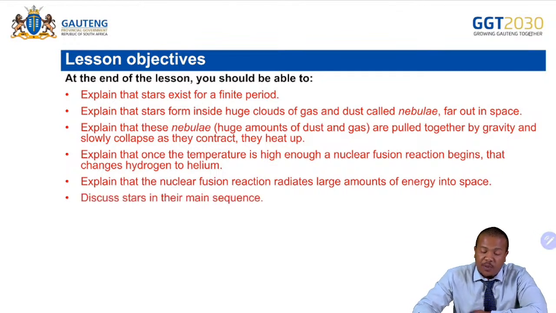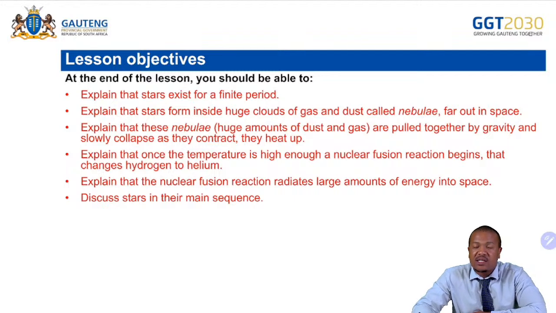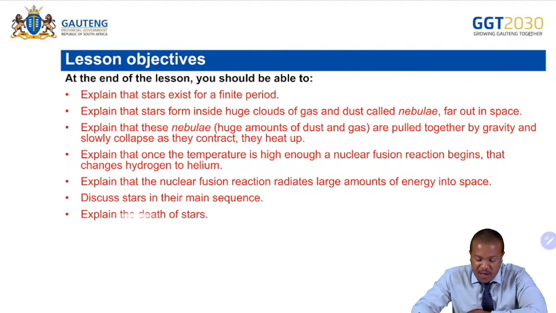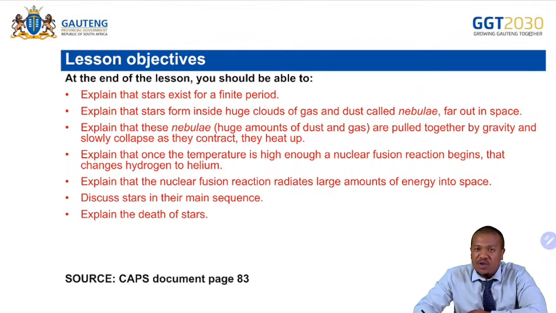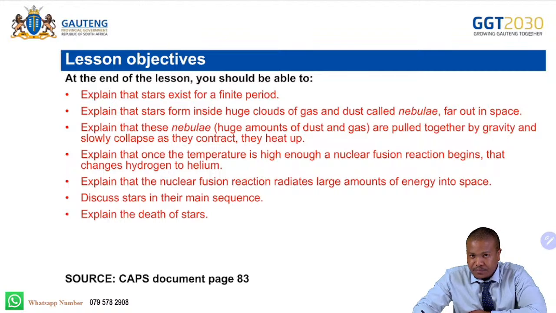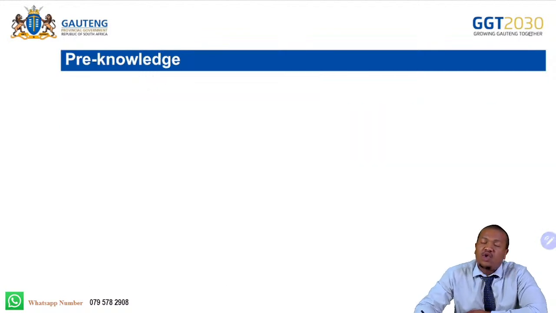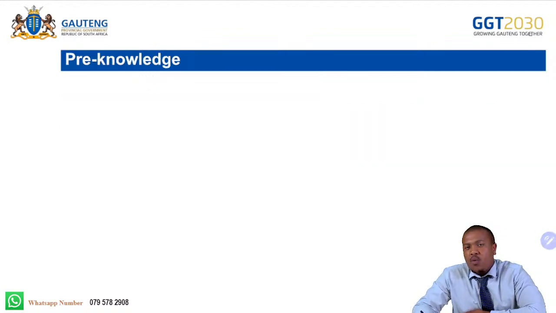Then we also need to be able to discuss stars in their main sequence, and explain the death of stars. All this information is found in the CAPS document on page 83. Now moving on to our pre-knowledge, which are the things that we have covered before, and they all lay a foundation for today's topic.